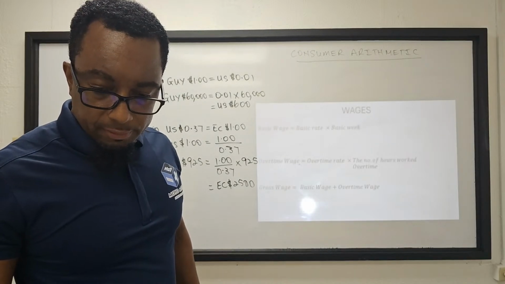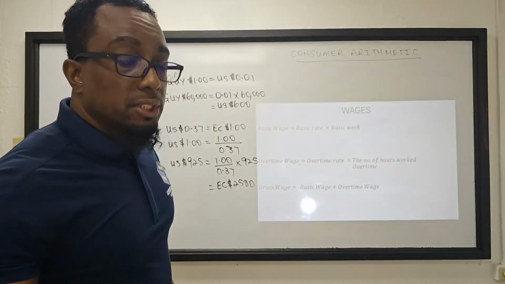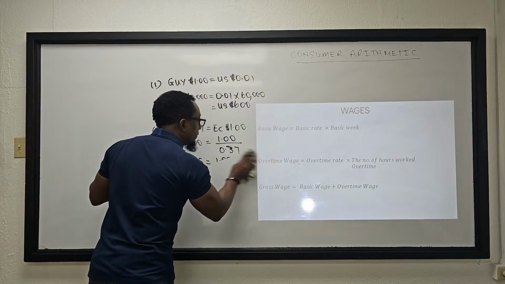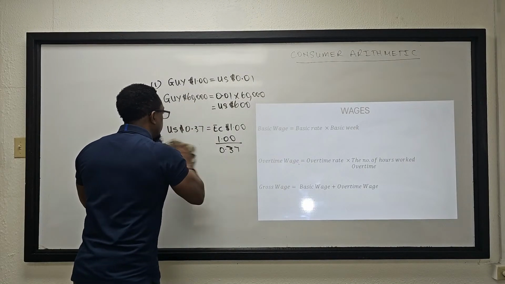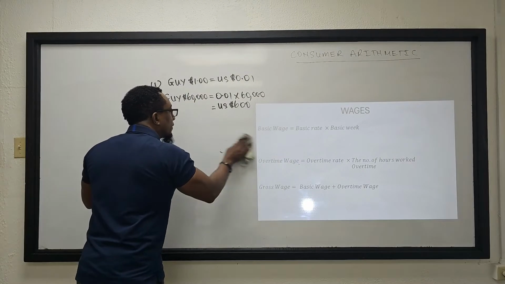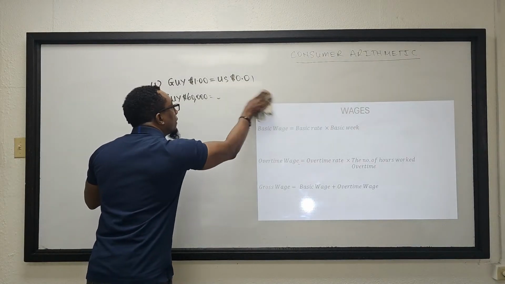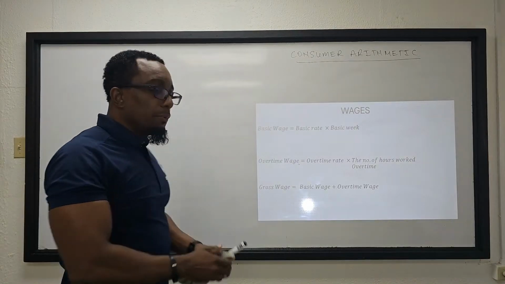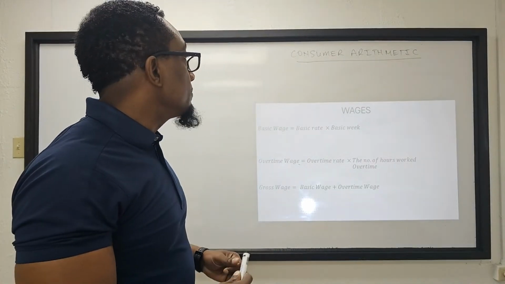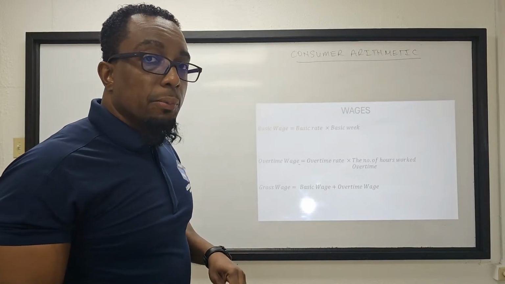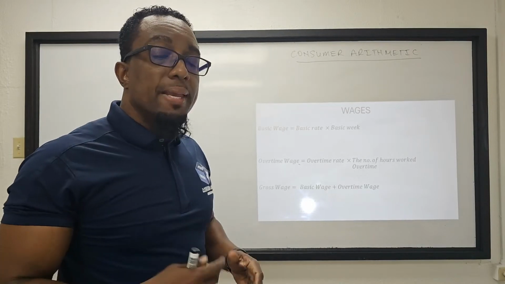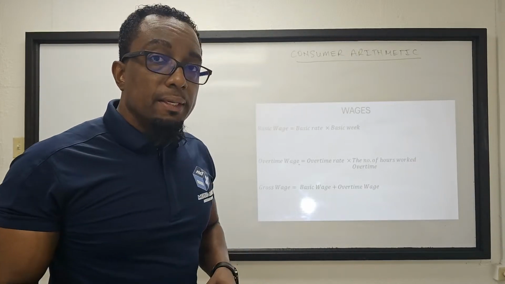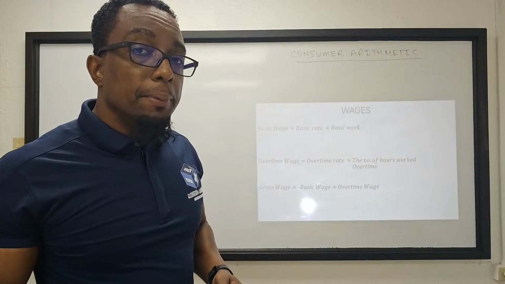currency to another. Right, let's look at next, wages. So with wages, we have to understand that there are 3 types of wages. There's basic wage, and your basic wage is equal to the basic rate, which is the hourly rate, how much you're paid per hour, times the basic week. The basic week is the number of hours you work per week.